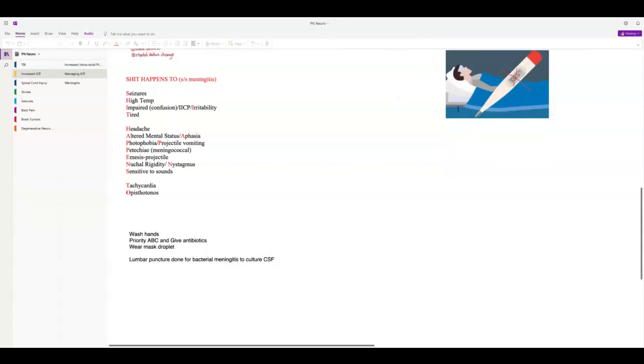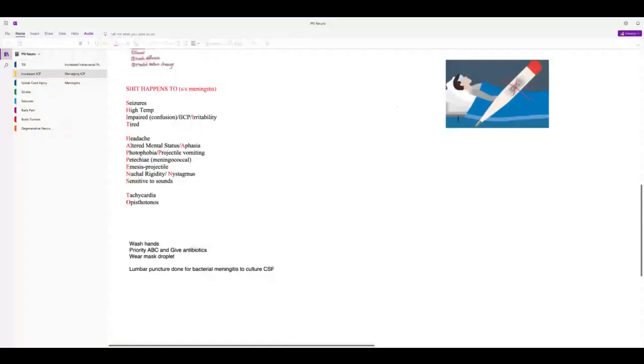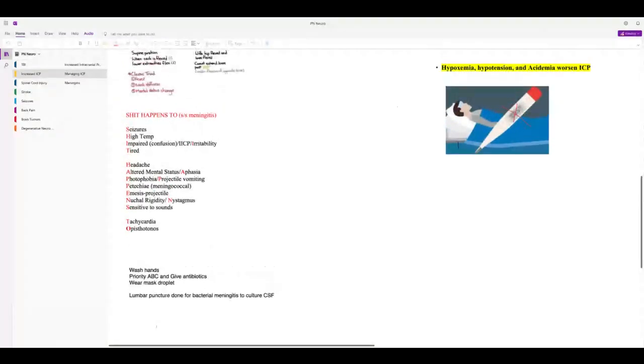One of your main priorities, if somebody has bacterial meningitis, is to get that antibiotic into them, because it's the only thing that's going to fix the meningitis. If you fix the meningitis, you probably fix increased intracranial pressure. Okay. So a lumbar puncture is going to be done if they don't have increased intracranial pressure, and that's to culture the CSF. Really important for you to know that because that was a proctor question.